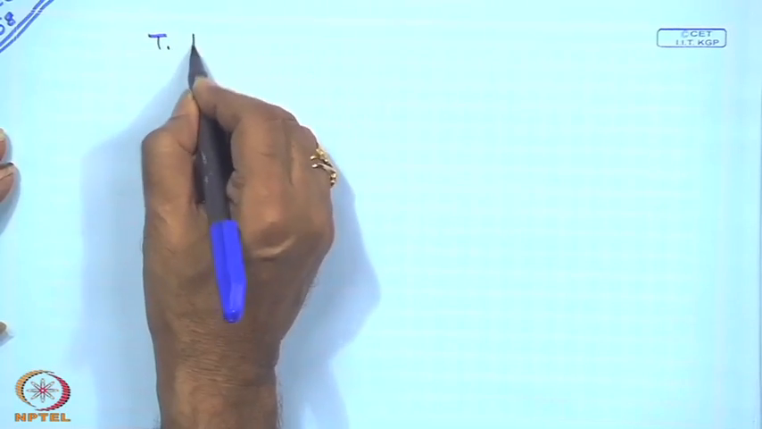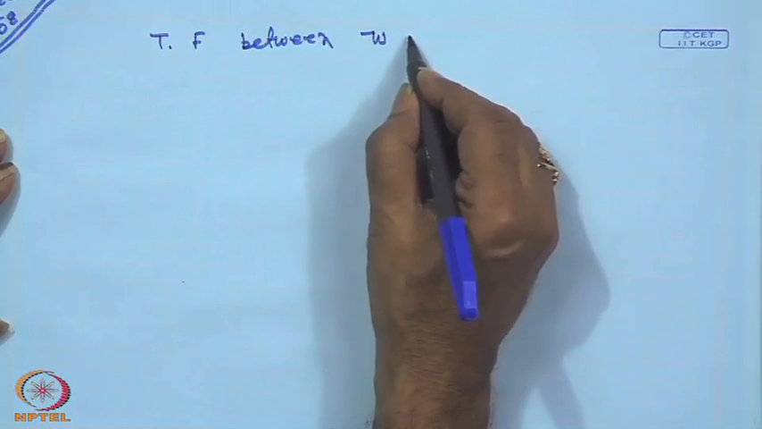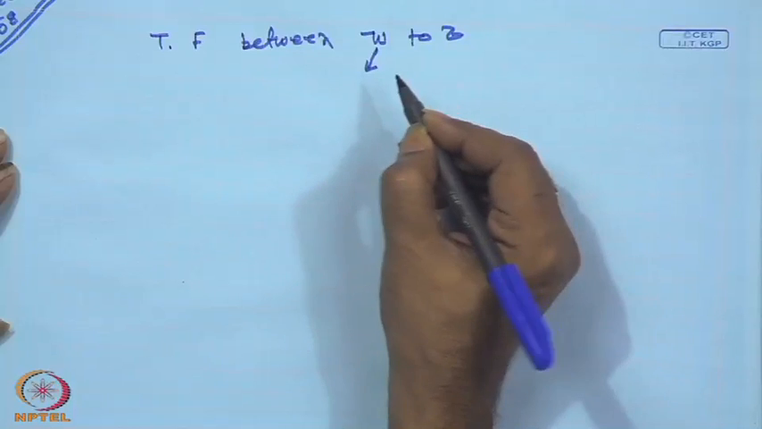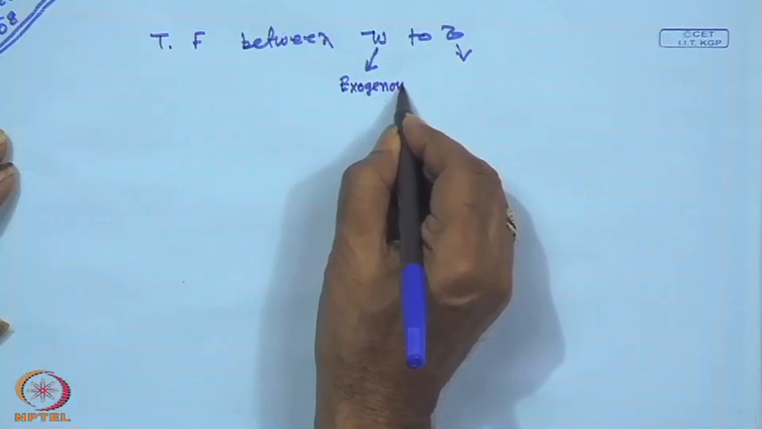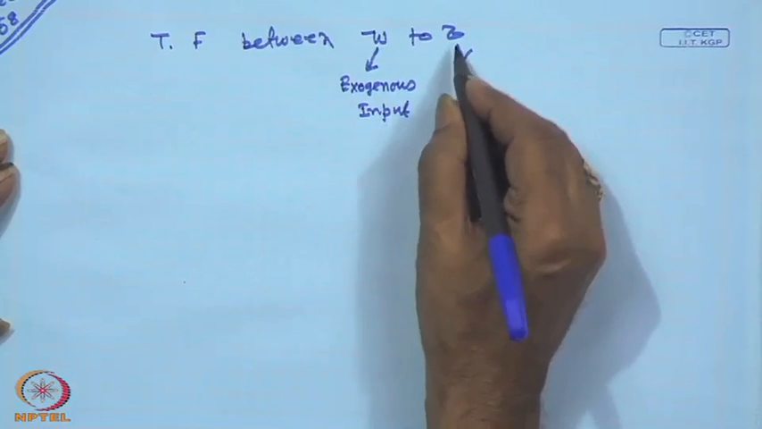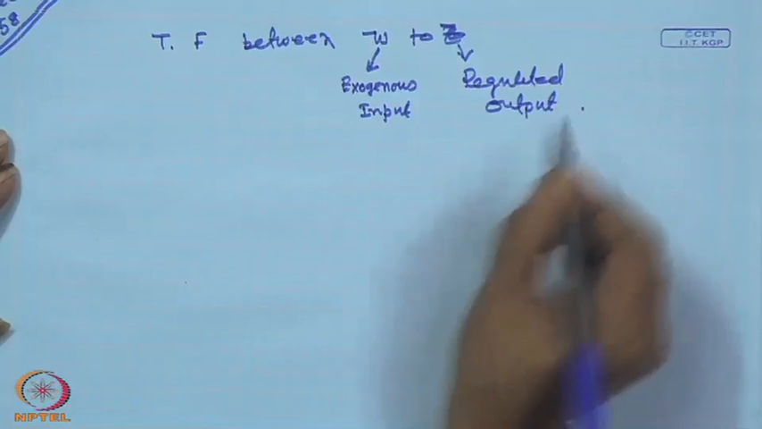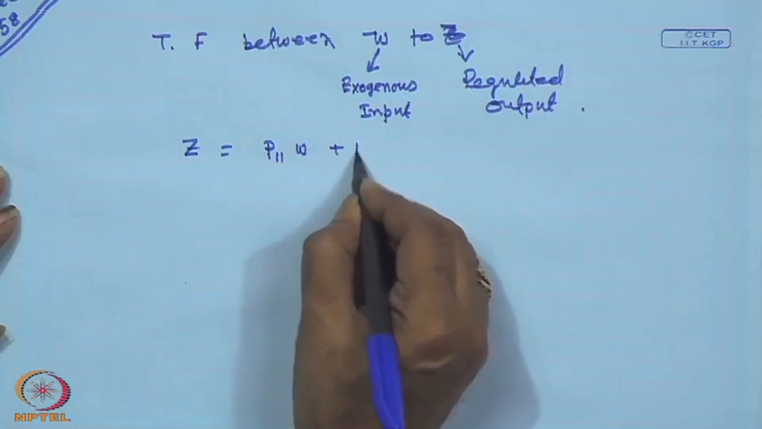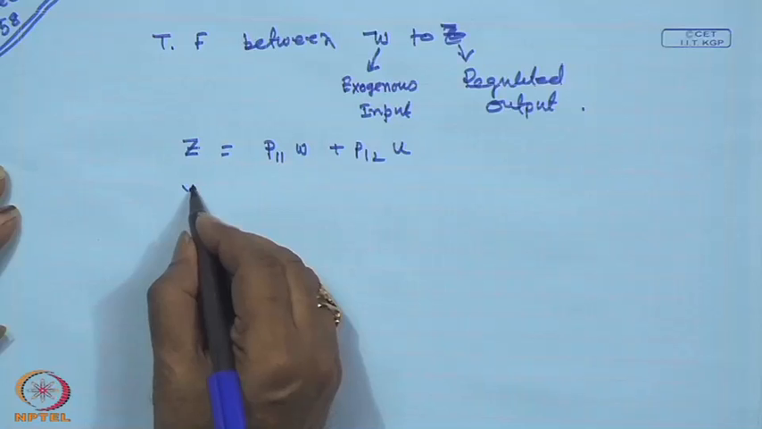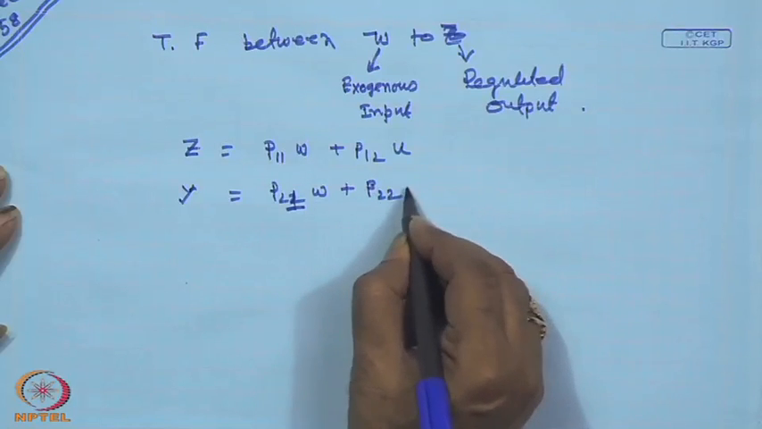In order to get the lower LFT, in turn we will get the transformation between W and Z. W is the exogenous input and Z is the regulated output. So, let us see from the basic equation, we can write Z is equal to P 11 W plus P 12 U, and Y is equal to P 21 W plus P 22 U.